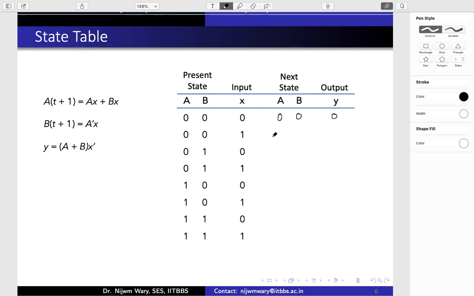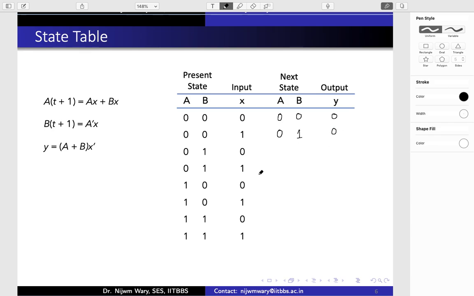The next is, in this case, 0 0 and 1, right? So definitely my A will be 0 because both A and B are 0. So the next state of it is 0. Now in this case A is 0, so A complement is 1 and X is 1. So it is 1 and 1, so B will be 1 in this case. Okay. So now because A and B are both 0, Y also will be 0, right?